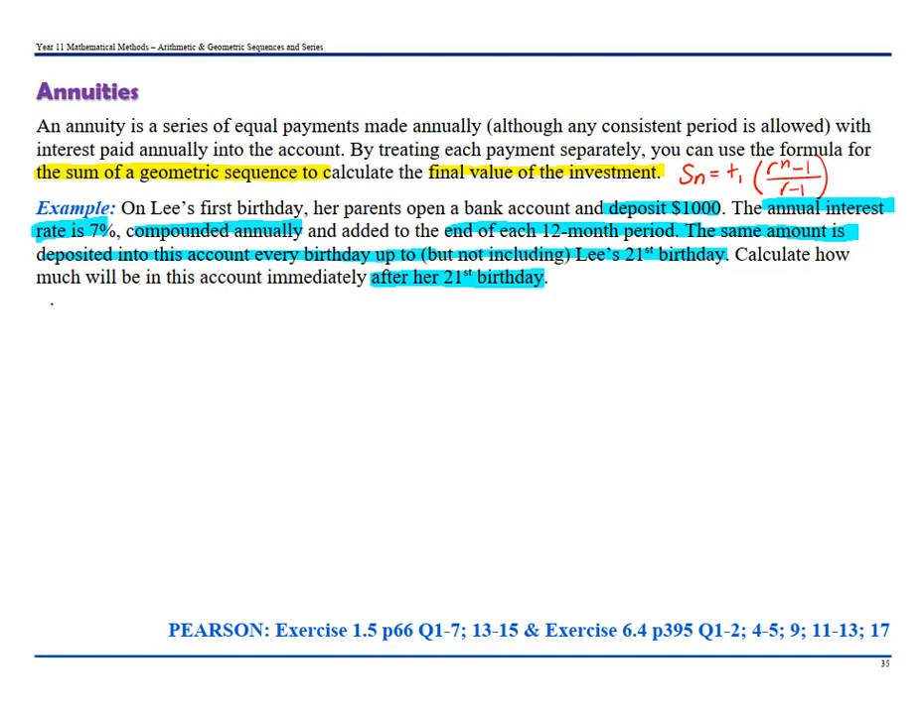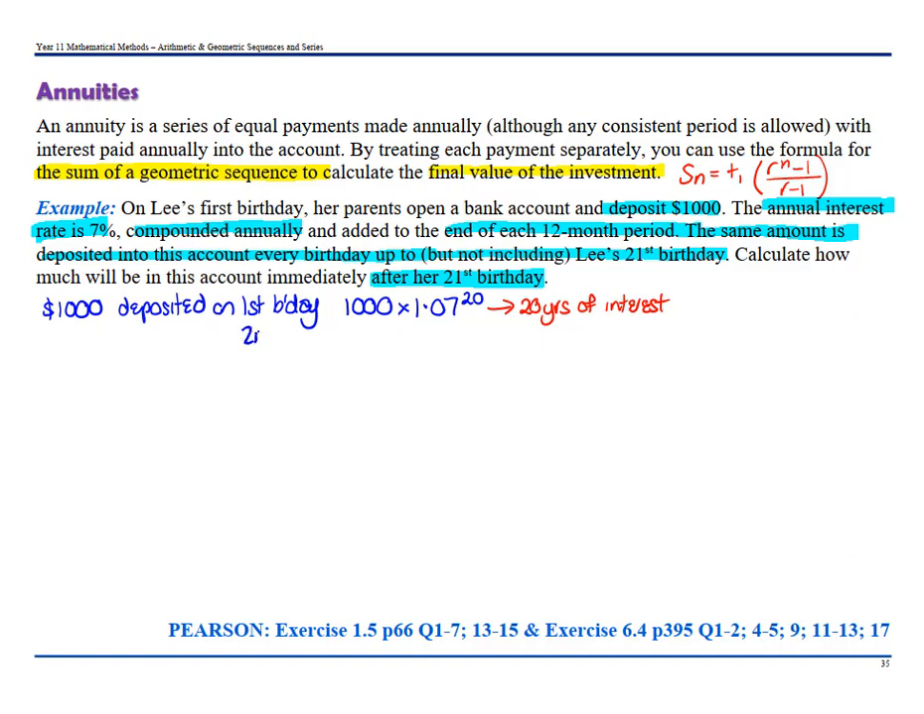So let's think about it. $1,000 deposited on first birthday. Okay, so we're going to have 1,000 times by 1.07 to the power of 20. That's what's in there originally. We're going to have 20 years of interest on that amount because that's not getting withdrawn. So each year that amount is going to be getting interest because it was there right at the beginning.